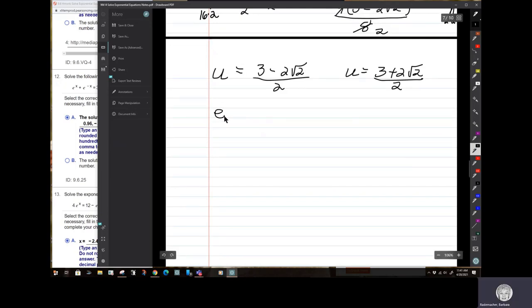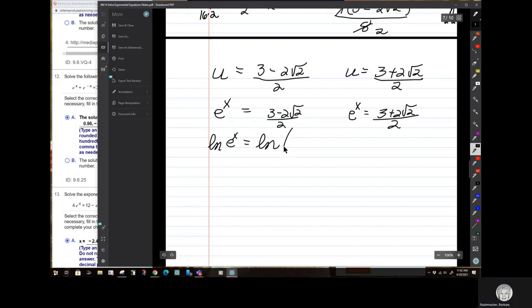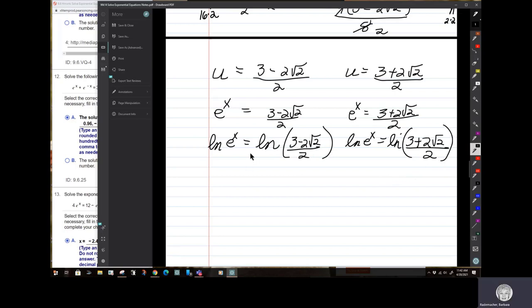So, almost done. U is e to the x, which equals this number. And no, you can't cancel one way. There would have to be a 2 and a 3. You just can't do it. All right, I'm going to take the ln of both sides because e is in this equation. The ln of e to the x is x.